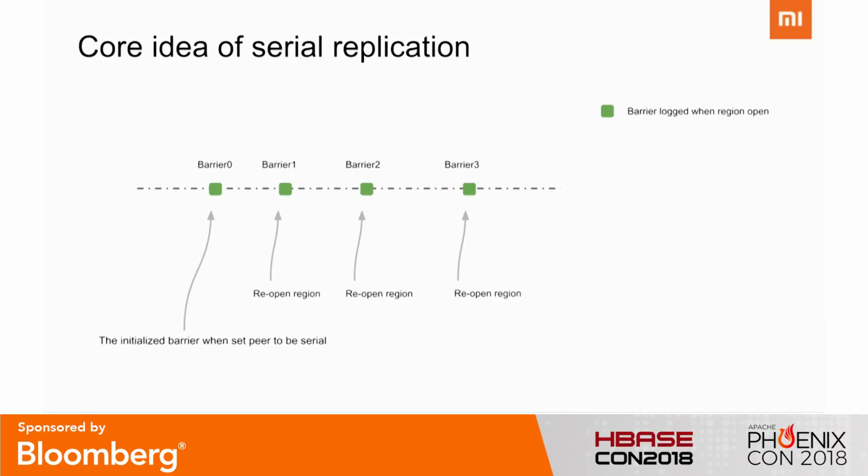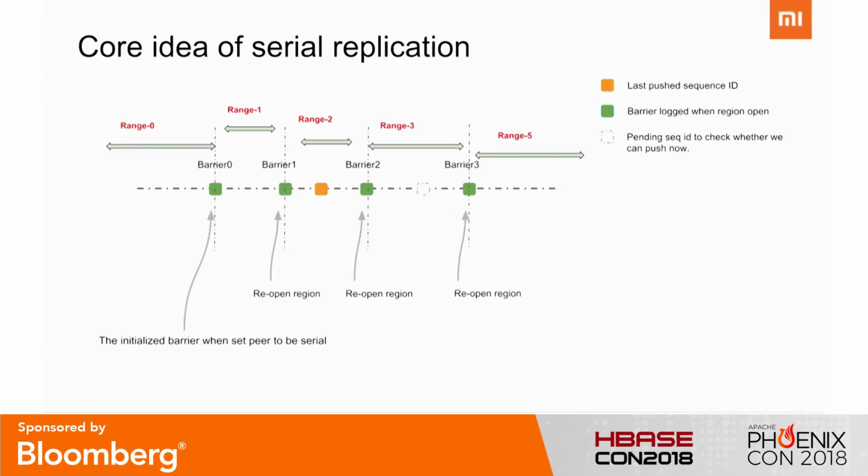Let me explain the core idea of serial replication. For each region, the region server will store the region's open sequence number as its barrier. So if we open a region 4 times, we will save 4 barriers. The green one represents the barrier in the timeline for a region. Here the 4 barriers divide the timeline into 5 intervals. Obviously, for a given interval, only one region server will take charge of its entries and replicate them to the peer cluster. Serial replication ensures that only when all entries in the previous interval have been fully replicated to the peer cluster will the region server start to replicate entries from the next interval.